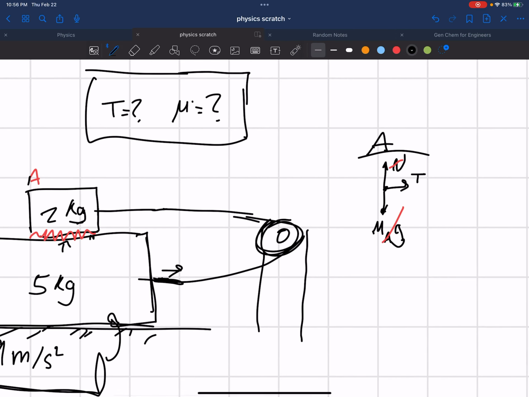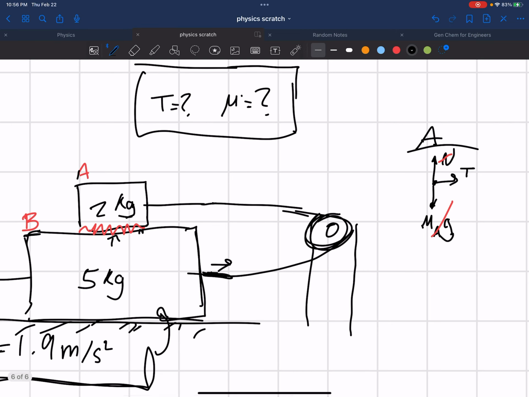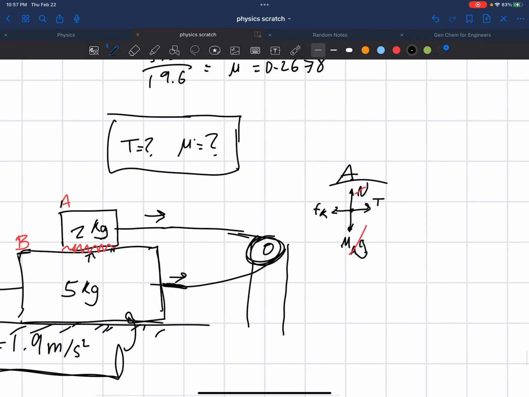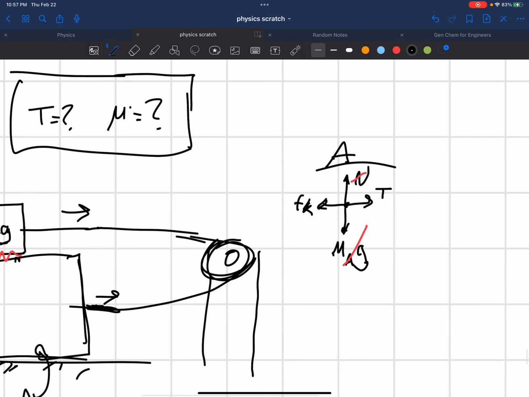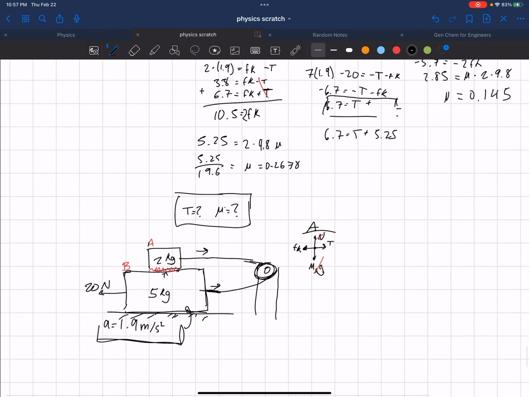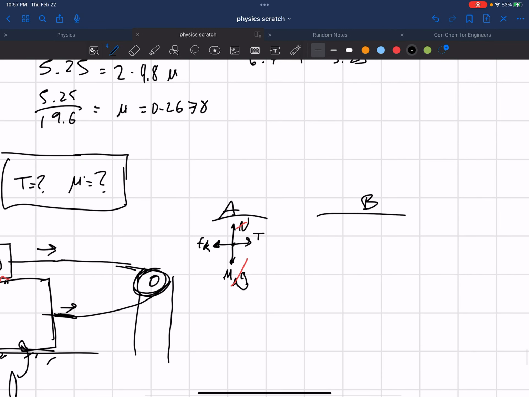That's why. Where is this being pulled? It's being pulled this way. Friction goes in the opposite way, so that means we're going to write Fk, which is kinetic friction. The force of kinetic friction, Fk, is going the opposite way. You got it, yay!